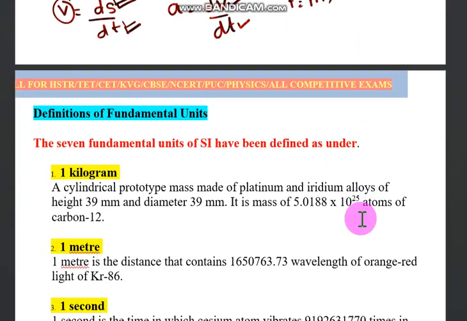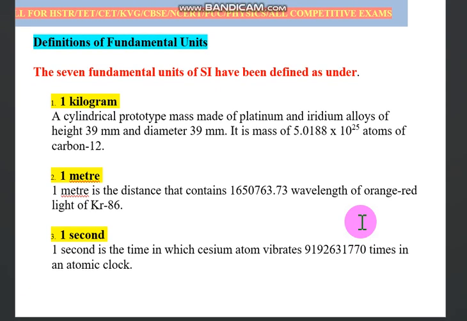Next, we will go through the definitions of these fundamental units. What is the exact meaning of these units? We have seven fundamental units. Out of that, I will take the first one, 1 kilogram. What is the standard meaning of 1 kilogram? A cylindrical prototype mass made of platinum and iridium alloy, of height 39 mm and a diameter of 39 mm. Its mass of 5.0188 into 10 raised to 25 atoms of carbon 12 is equal to 1 kilogram.